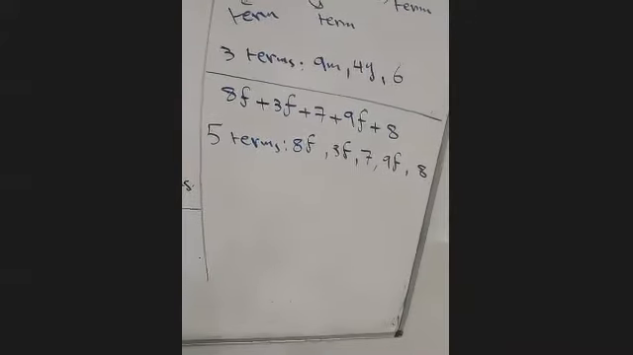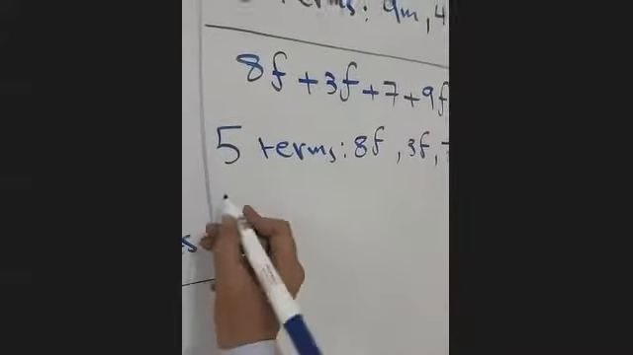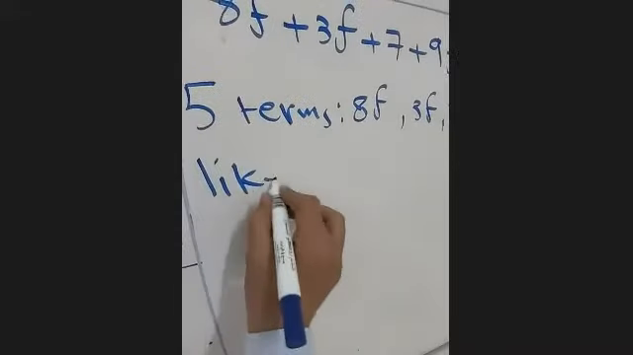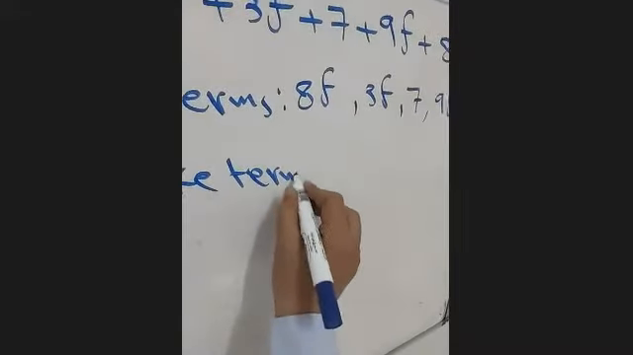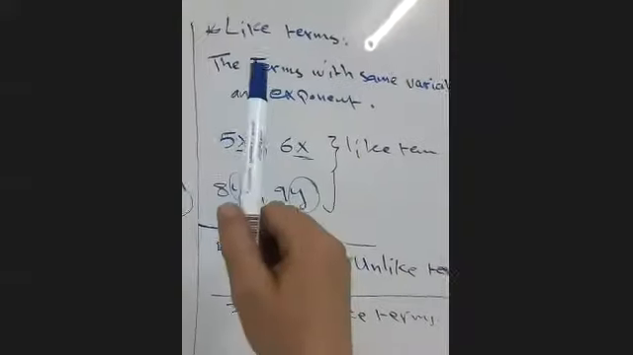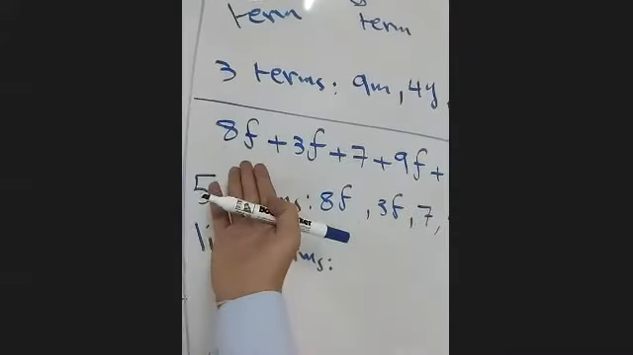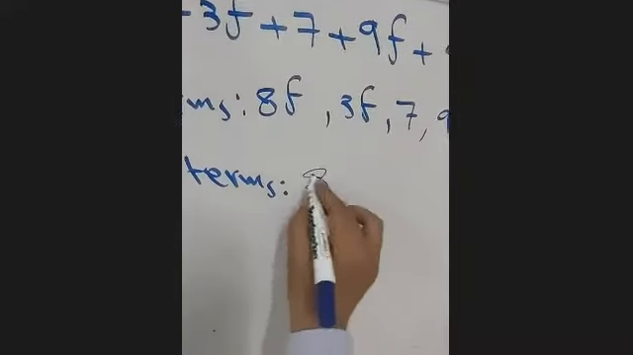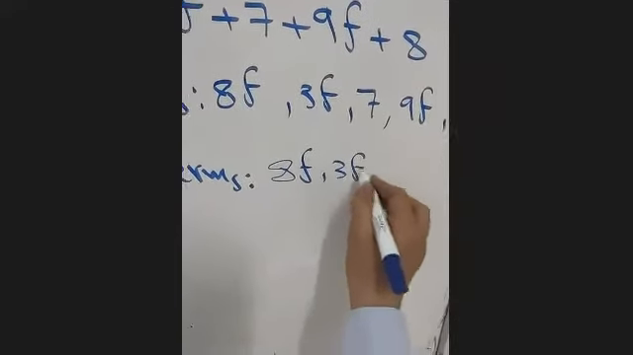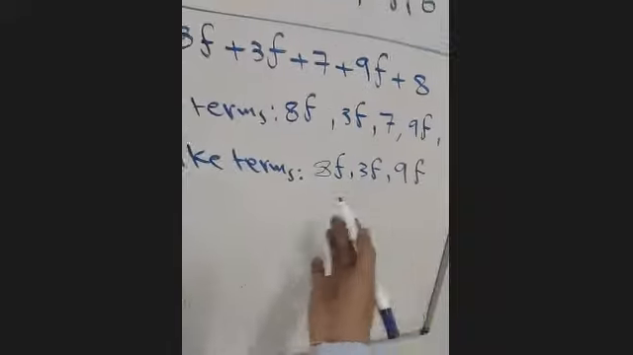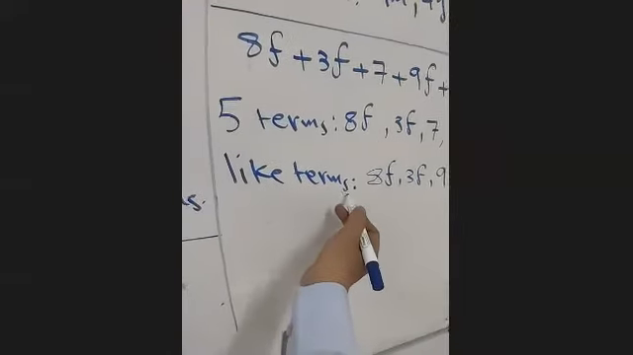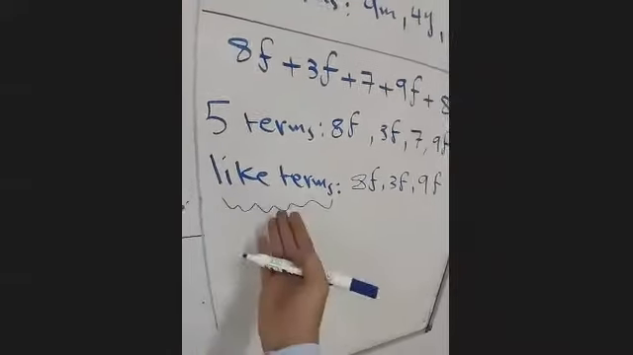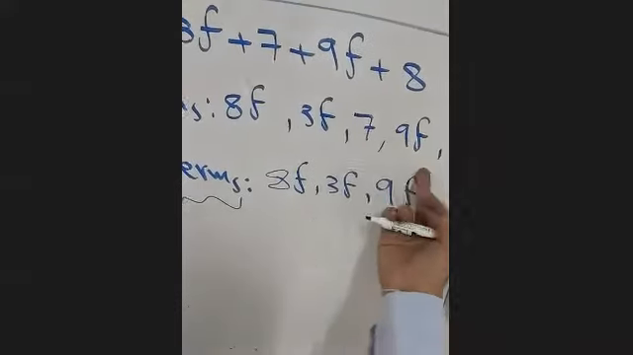What are the like terms? A while ago, I said the like terms are the terms with the same variable. What are the like terms? 8f and 3f and 9f. What do we call them, guys? Like terms. They have the same variable and same exponent, one up.